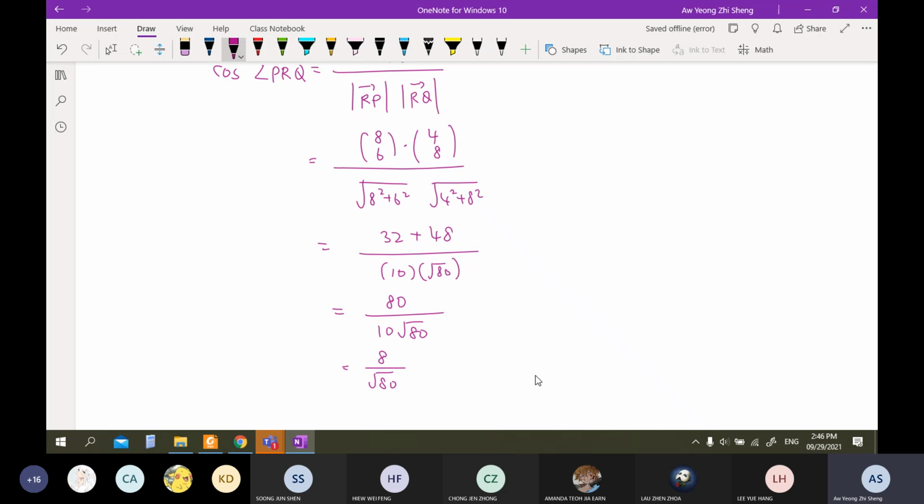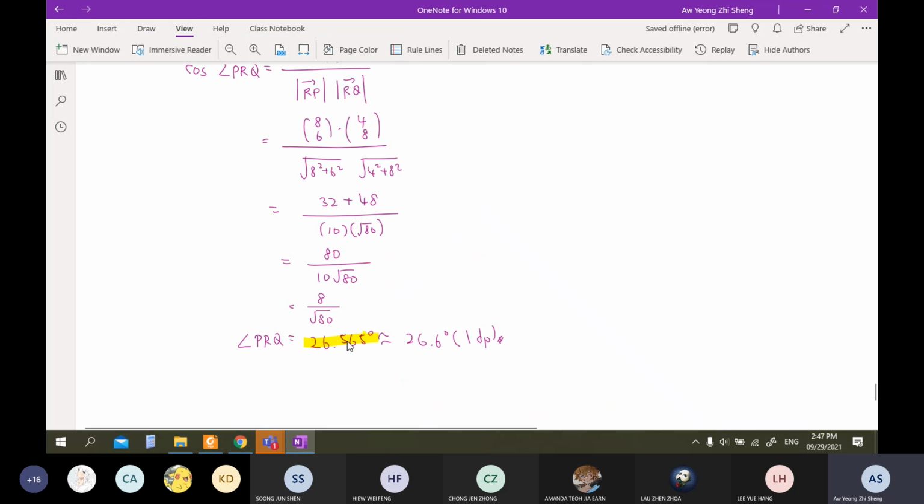Then angle PRQ, you just take inverse cos of this fraction. That will give you 26.565 degrees, rounded to 26.6 degrees, 1 dp. Why am I writing a longer decimal here before I round is because this answer will actually be used in the later part. And this is only part 2 of the question, so there is a possibility that this value will be used later. So it's better to write a longer version before rounding. And in fact, this answer will actually be used later.